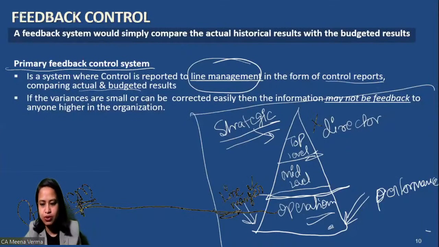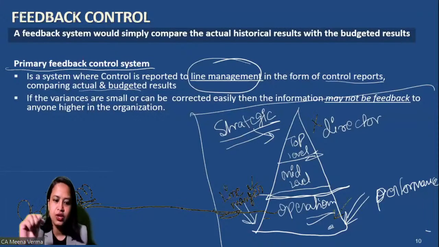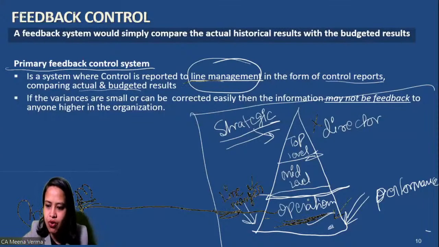The line manager will resolve this issue, this problem, this error at his own place. Okay, at the operational level, he will resolve it. So this person will resolve the problem. So this is about the primary feedback control system. The primary feedback control system is a system where control is reported to line management, in the form of a control report.